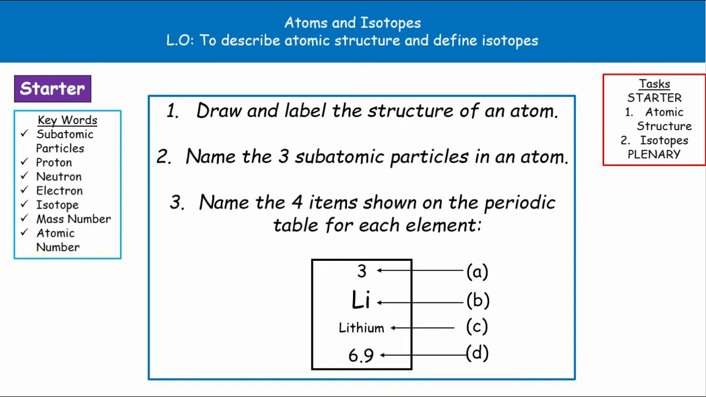So what we're going to be doing in our lesson today is having a look at atoms and isotopes. Hopefully by the end of this lesson you're going to be able to describe atomic structure, which should be a nice recap on some of the work you did in your earlier chemistry work, and be able to define what isotopes are. Again, you did look at this in one of the early chemistry units.